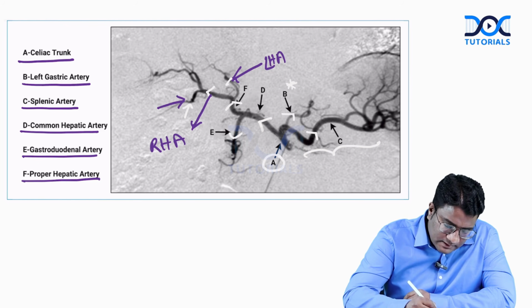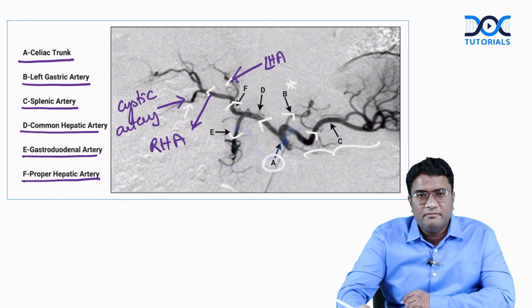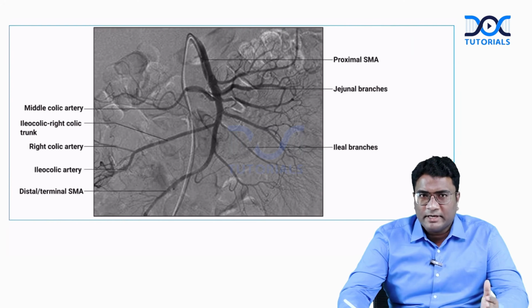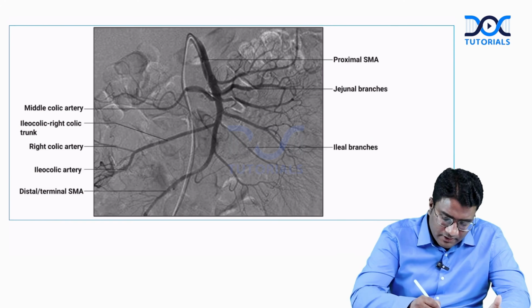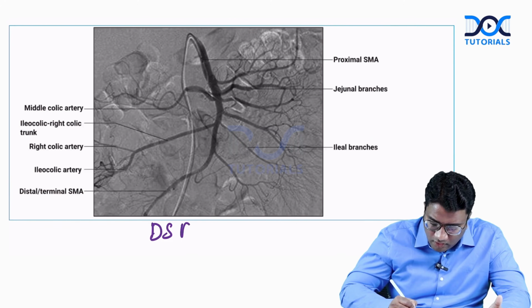And this is the cystic artery, which is coming from the right hepatic artery. Now please look at this image. This is a digital subtraction angiography of the superior mesenteric artery. This is a DSA image of the superior mesenteric artery.